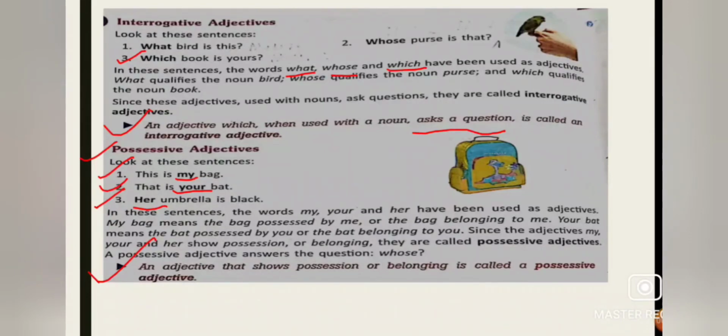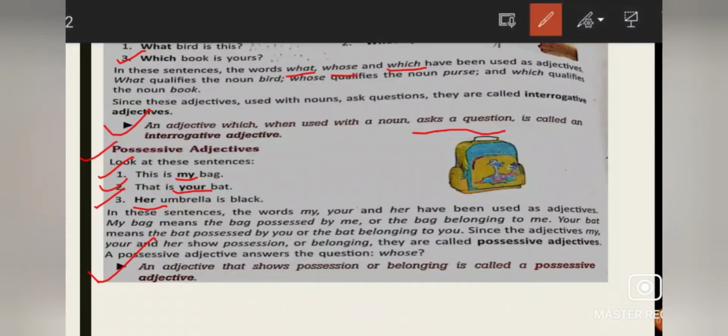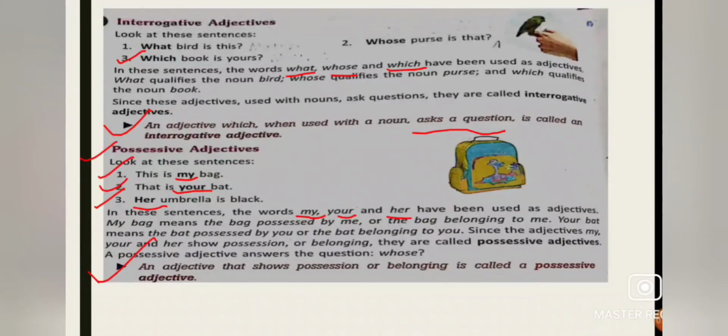Now, possessive adjective. Look at this sentence. Number 1. This is my bag. My is a possessive adjective. Number 2. This is your bat. Your is a possessive adjective. Number 3. Her umbrella is black. Her is a possessive adjective. So in these sentences, my, your, her have been used as adjectives. We go for the definition of it. An adjective that shows possession or belonging is called a possessive adjective.